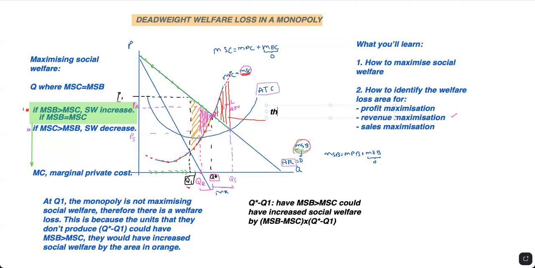So the units overproduced between Q star and QS have costs greater than social benefits. Therefore, this creates a social welfare loss area of the red area. In this case, it looks maybe slightly smaller than the profit max, but it's a significant welfare loss.